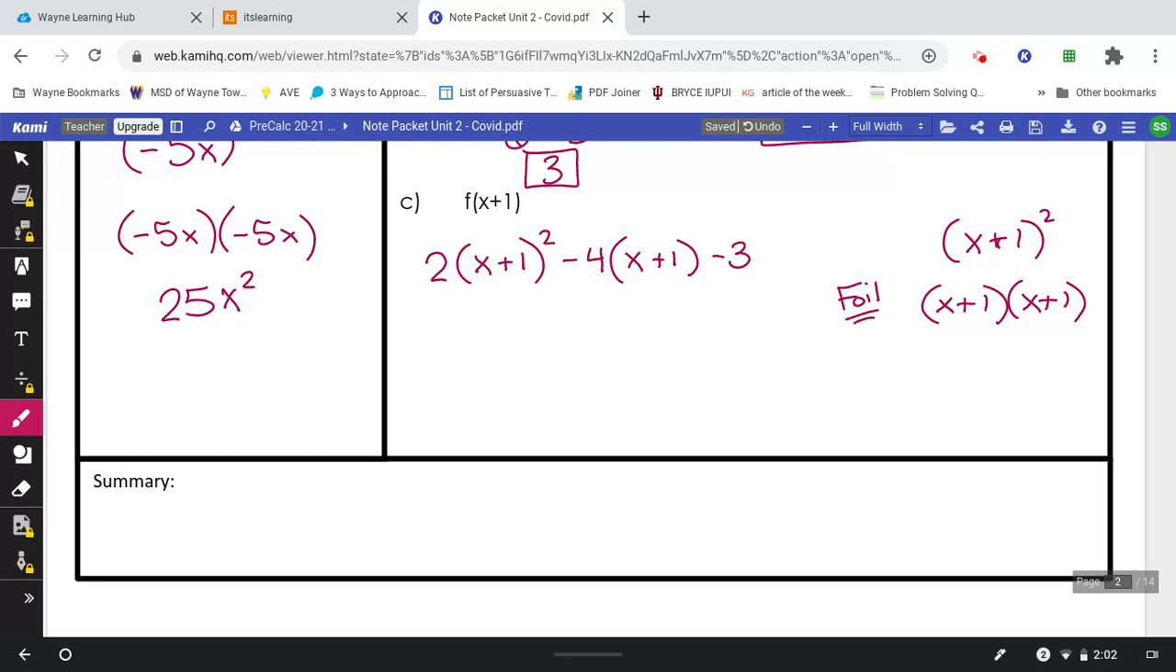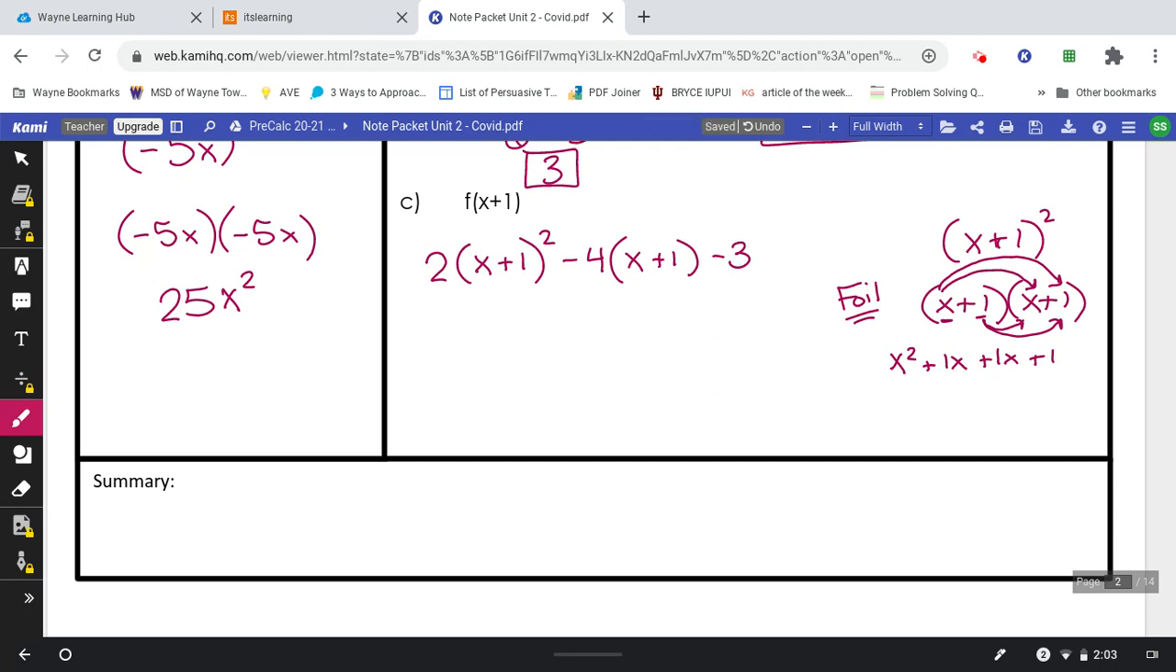So remember, FOILing is when you multiply the first times the first. X times x is x squared. The outside times the outside plus 1x. The two inside numbers, inside times inside, plus 1x. And the last times the last, plus 1. People also call FOILing double distributing because you're distributing the x and then distributing the 1.